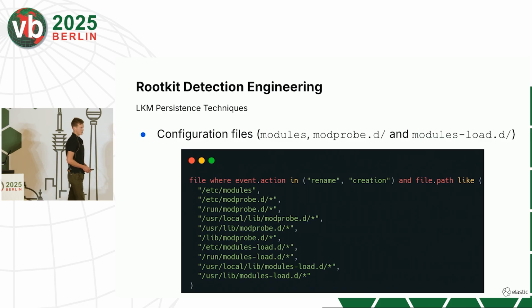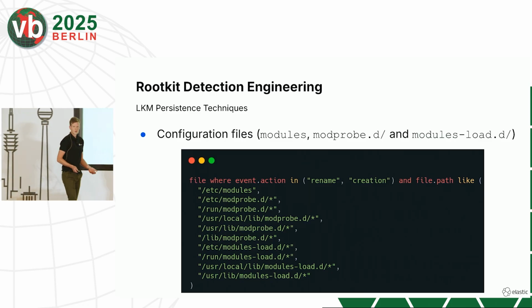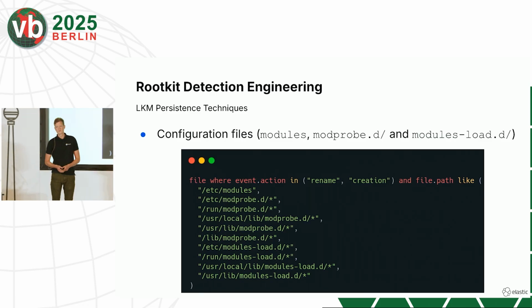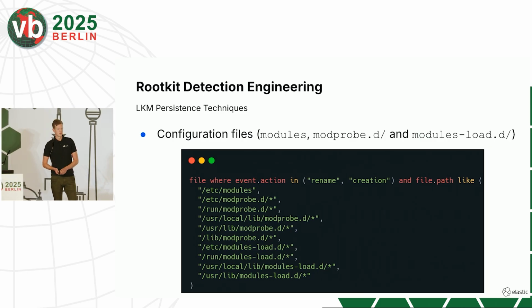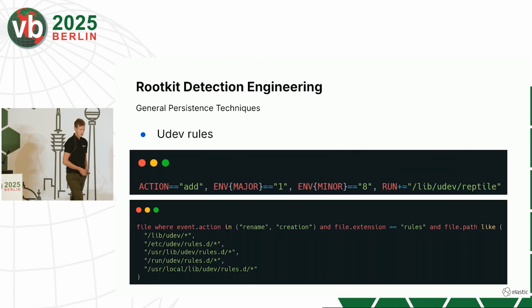Loadable kernel modules. If you load a loadable kernel module, it will not be there on reboot. So a loadable kernel module always needs to add some sort of persistence. So in this case, you can either add persistence in an etc modules file, or in a modprobe configuration, or in the modules load directory. So looking for any file creations or appending to these files will show you the actual persistence technique of the kernel module that is being loaded.